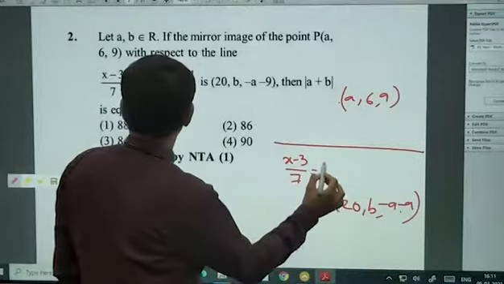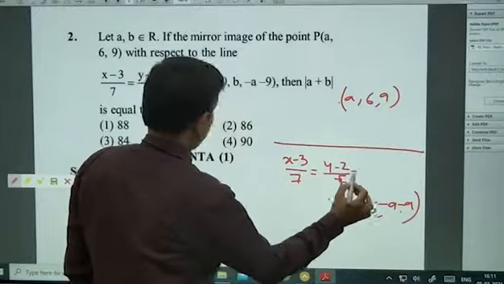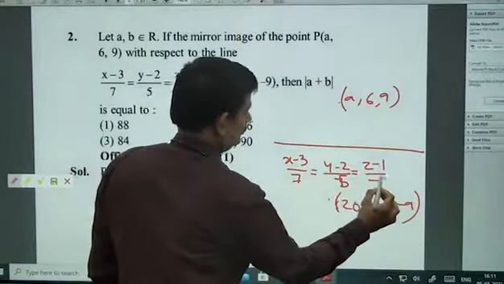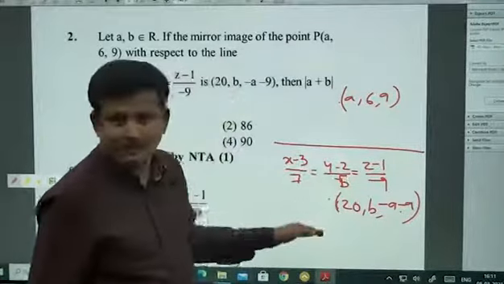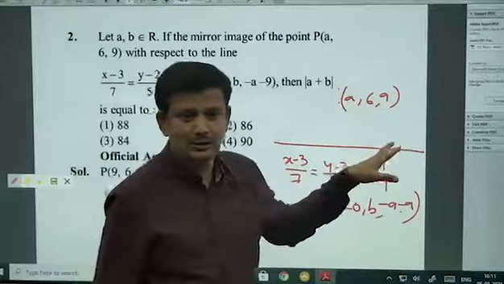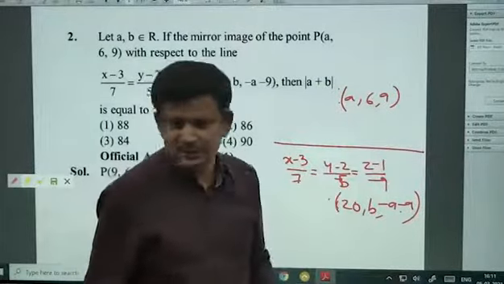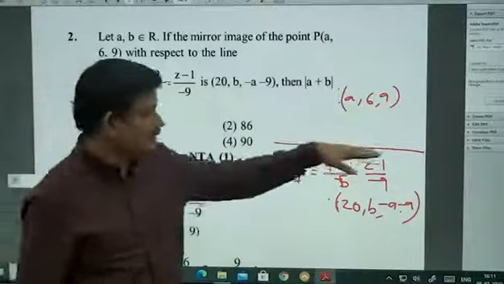So for any point to be the mirror image of the other point, there are two conditions. One, their joining should be perpendicular to the line. There are two ways in which you can do the question. Okay, one, going by the basic. What is basic? Foot of the perpendicular or image, that join will be perpendicular to this line.